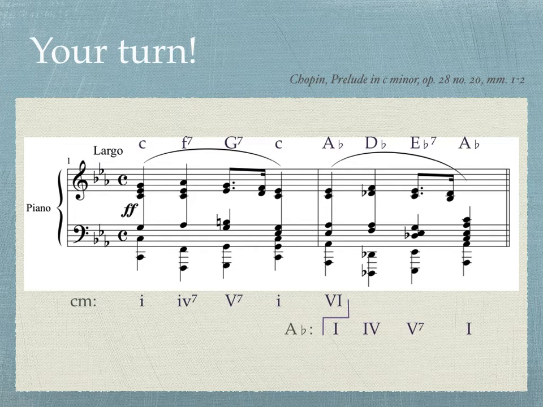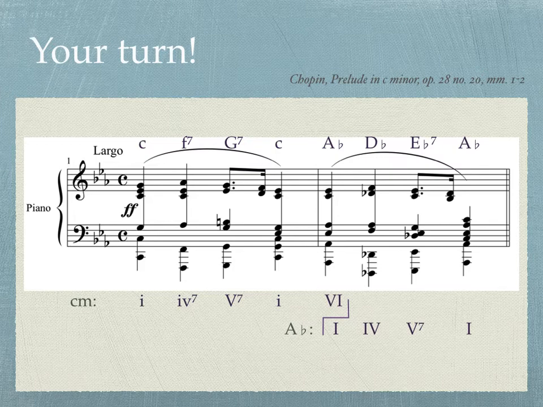Here are the Roman numerals and jazz chords you should have gotten. The piece begins in C minor and modulates to A flat major via the pivot chord on the downbeat of measure 2. The A flat harmony functions as VI in the original key and as I in the destination key, as noted by our bracket.